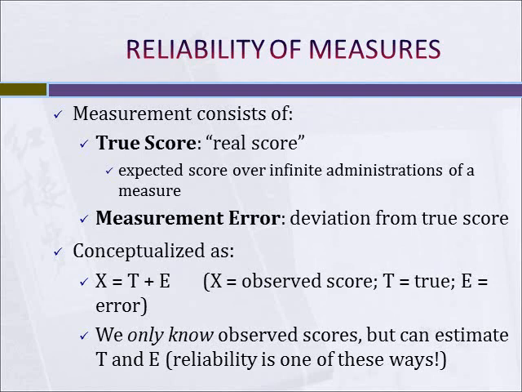Real life doesn't work that way. Of course, we're going to have measurement error, which is our deviation from the true score. And we can think about that mathematically. Your observed score on any given test is a function of your true score plus error. Now, we always only know the observed scores. We only know what you scored on that conscientiousness test or IQ test or whatever. But we can actually estimate your true score and your error, and reliability is one of the best ways of getting at error in measurement. And we'll talk a little bit about that.